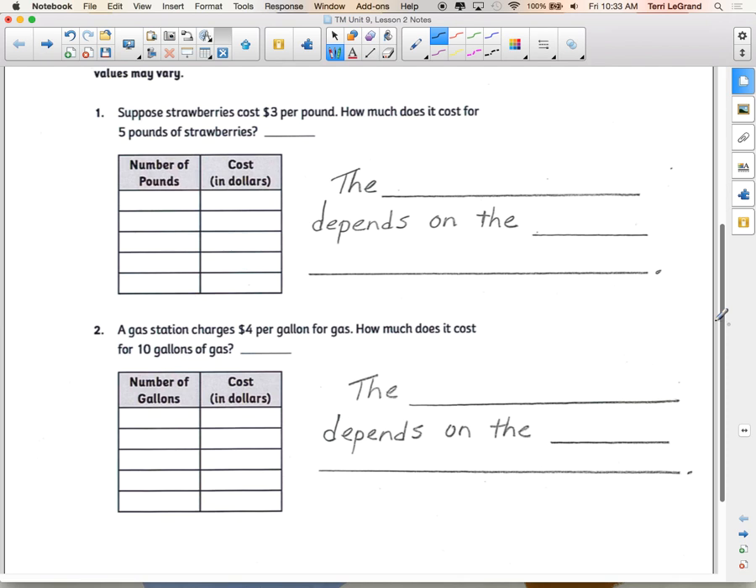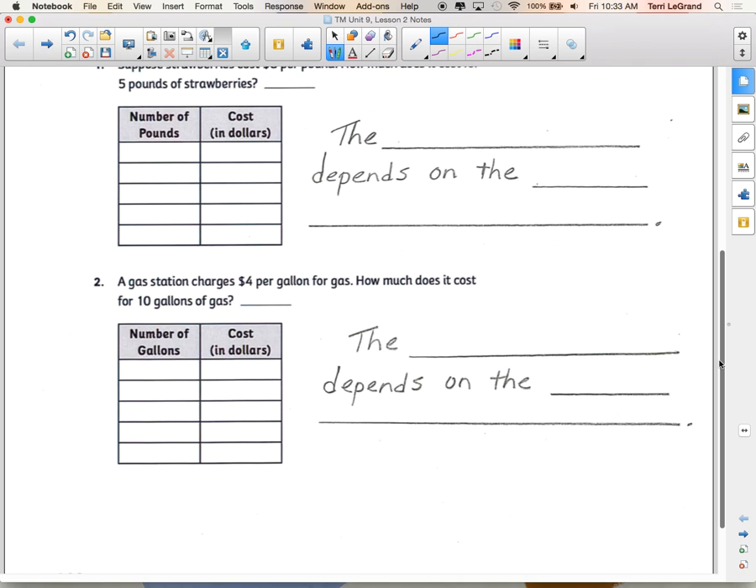Suppose strawberries cost $3 per pound. How much does it cost for 5 pounds of strawberries? So we need 5. Would it make any sense to have any negative input values? No. The number of pounds, could we have a negative number of pounds? No, and we're not even going to probably have 0. So since there's 5 spaces in here, let's use 1 through 5, because in the end, they want us to have the answer for 5 pounds.